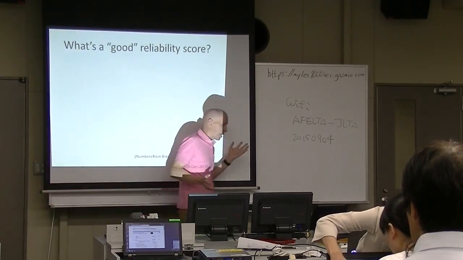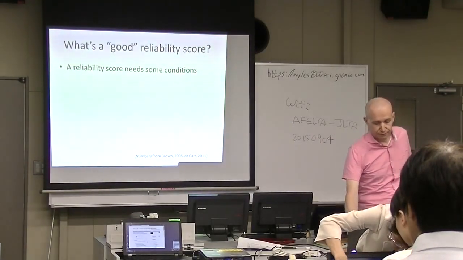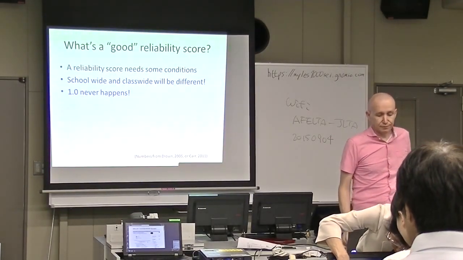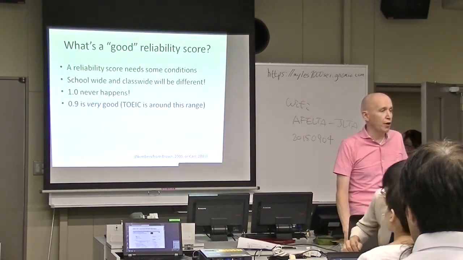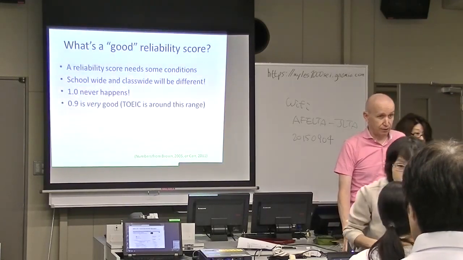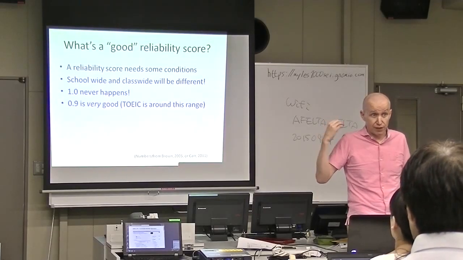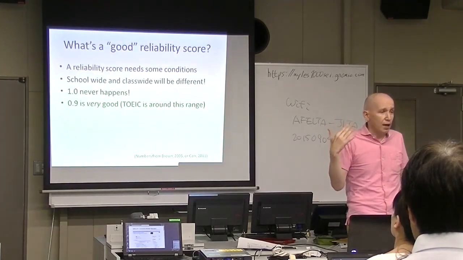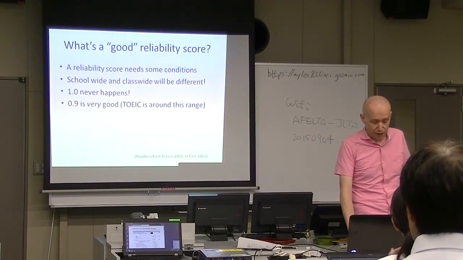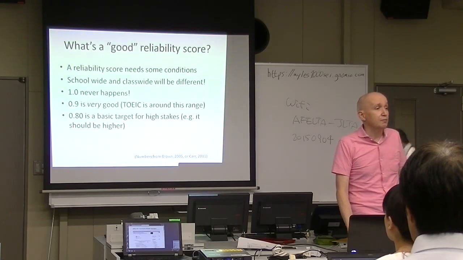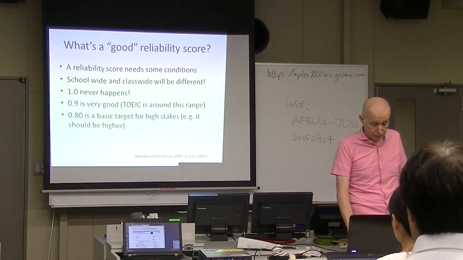But as a rule of thumb, 1.0 never happens. 0.9 is very good. It's amazing. This is TOEIC level. This is very precise measurement. We are getting some instruments that get up there. 0.8 is a basic target. We should all be looking to get about 0.8.